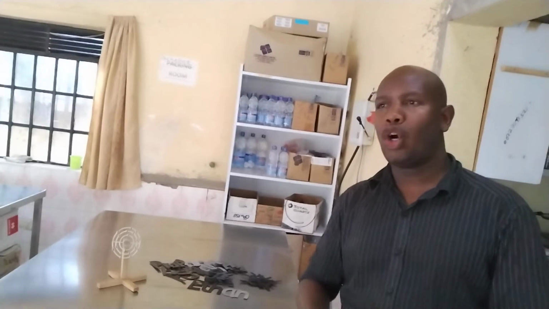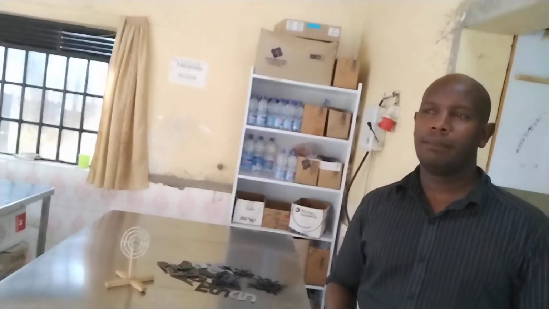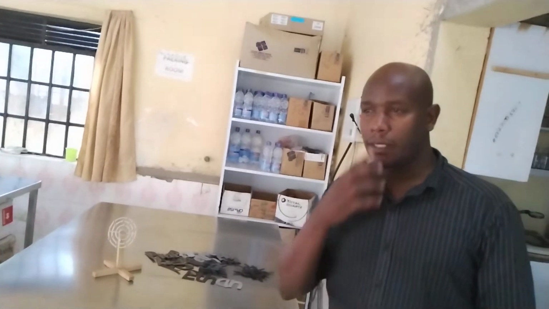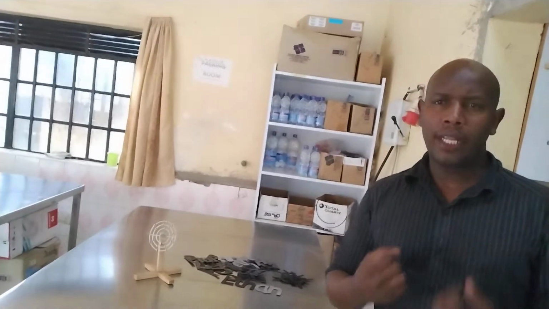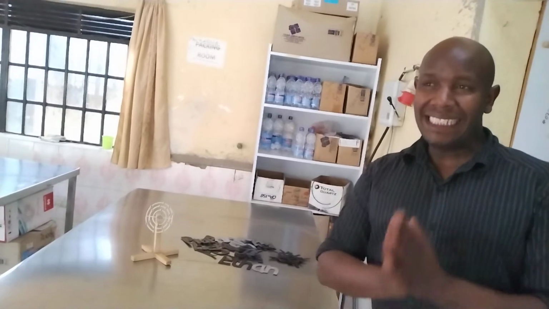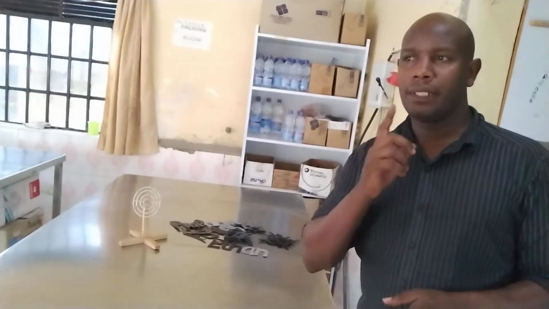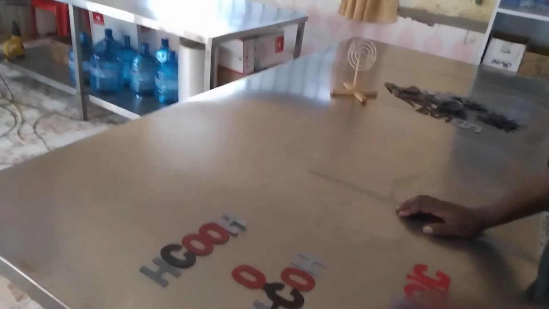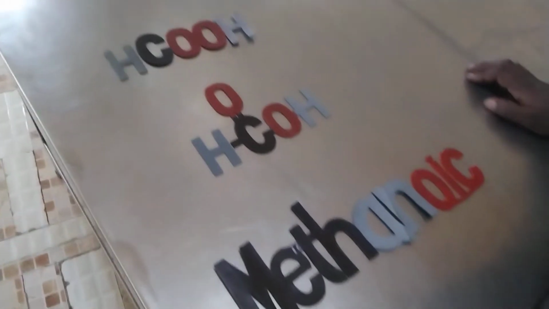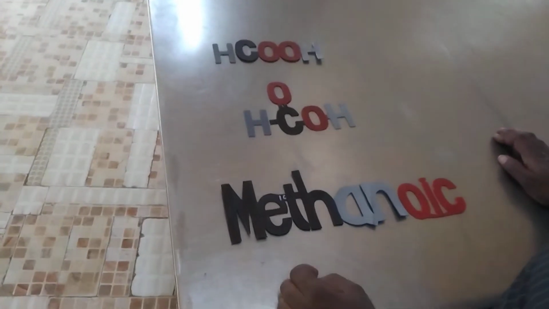Hello, today we are going to talk about alkanoic acids, or you can call them carboxylic acids. Now, carboxylic acids are a group of organic compounds that have at least a carboxylate group. Now, the simplest alkanoic acid is called methanoic acid.